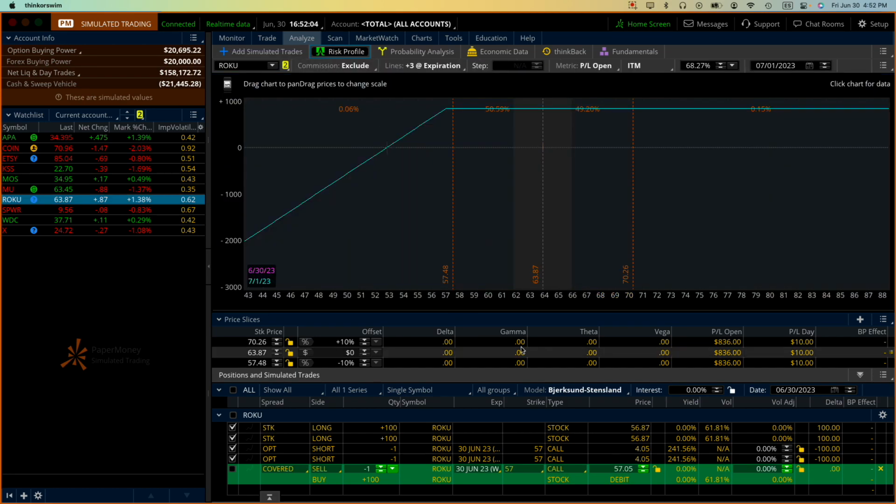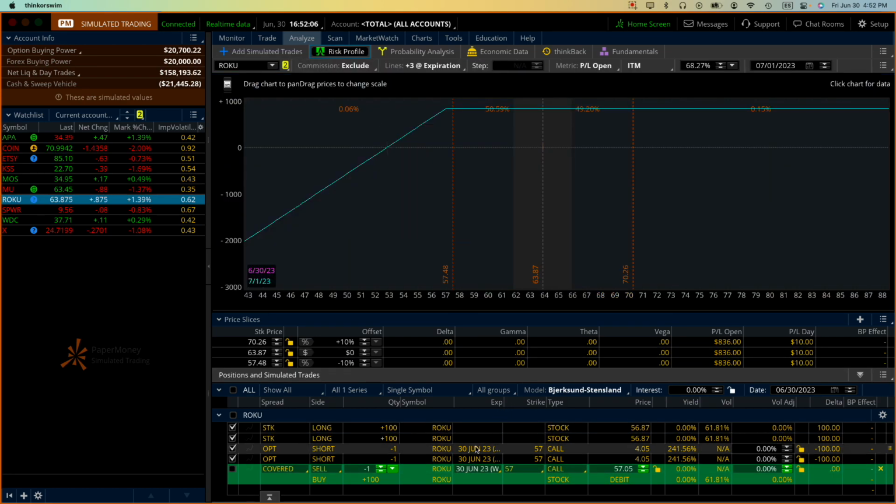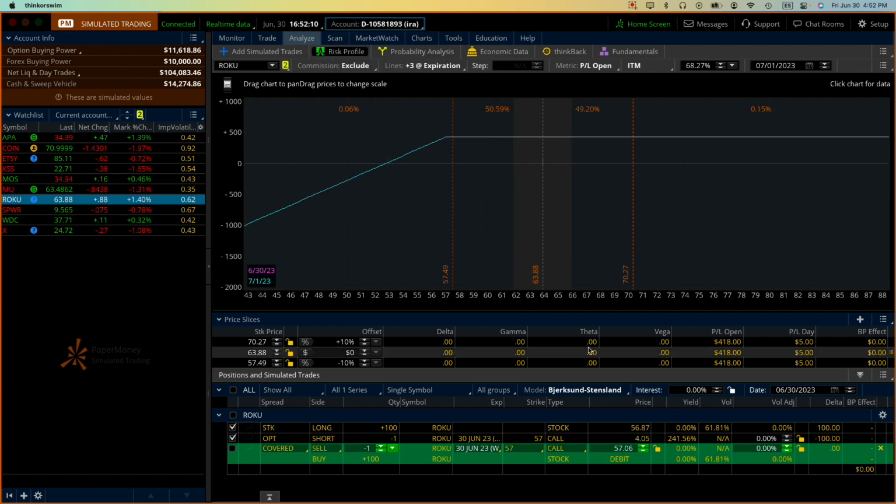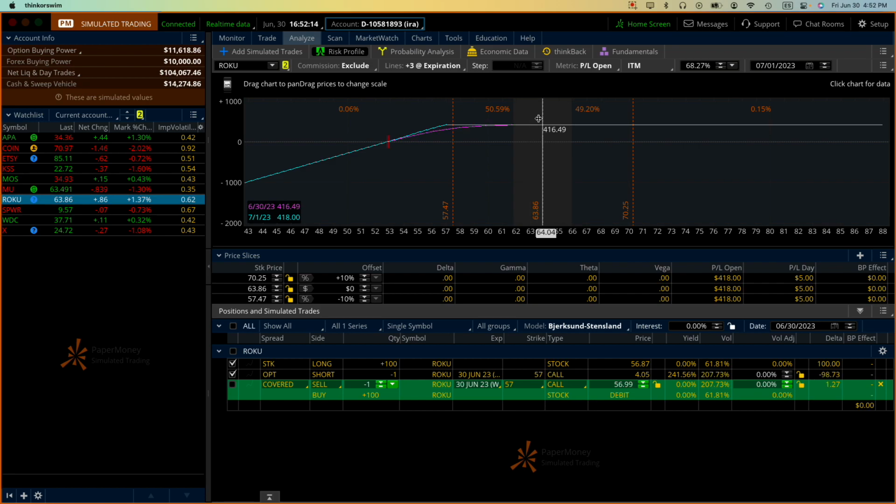And let's see the risk profile, and this is expiring today as well. Let's go to the IRA account, and we're going to do a rollover on this one. In this case, look here, it's up here at 64, when my option was 57, so the stock has gone up. If you didn't do anything today, it would simply be taken away, because this call has value in it.